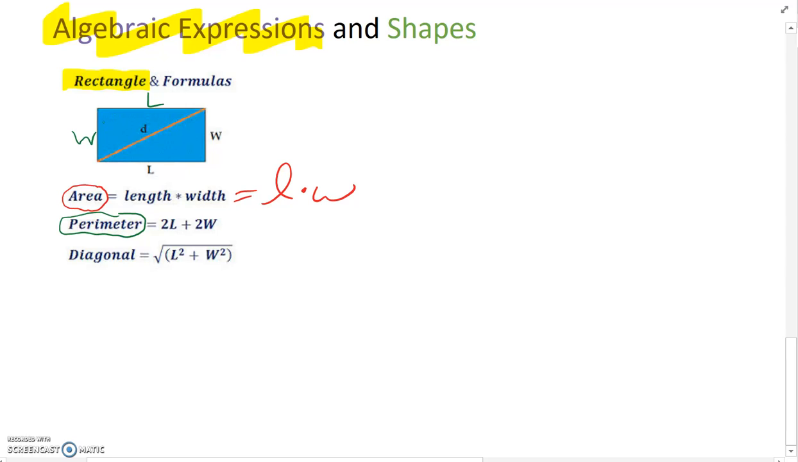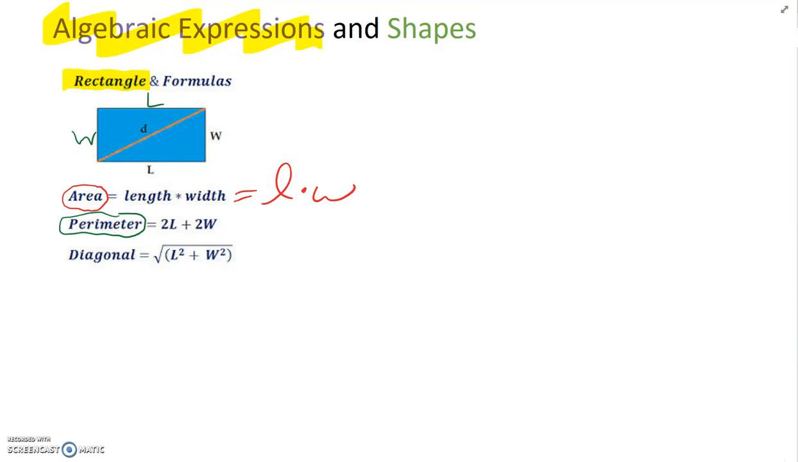In this case, to find the distance around, we are just simply going to add this length plus this length, or 2L, plus this width, or 2W. And the algebraic expression is giving you a simple way of summarizing both the area and perimeter.